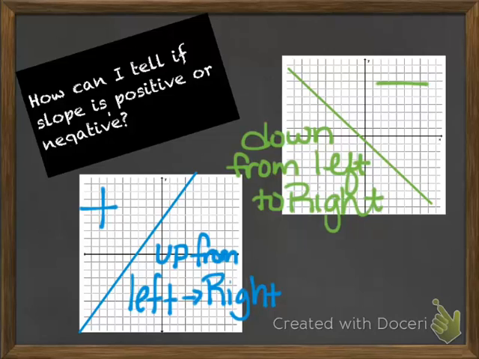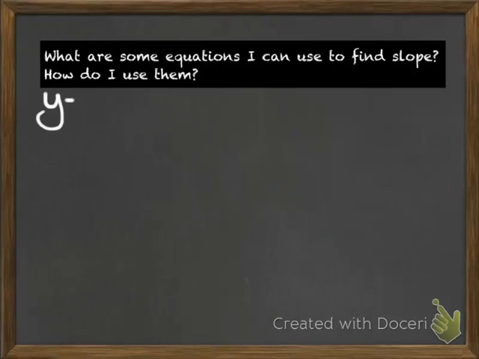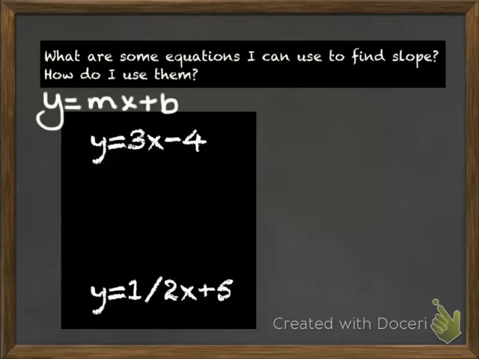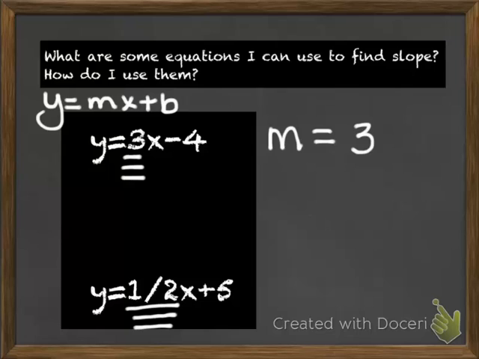Now I want to look at some different equations that we can use to find slope. Let's start with the equation y equals mx plus b. In this equation, the m is our slope. Notice the m is right in front of x. Look at the first equation, y equals 3x minus 4. The 3 is in front of the x, making 3 our slope. So m equals 3. If we look at the second equation, y equals 1/2 x plus 5, the 1/2 is in front of x, so our slope in this case will equal 1/2.